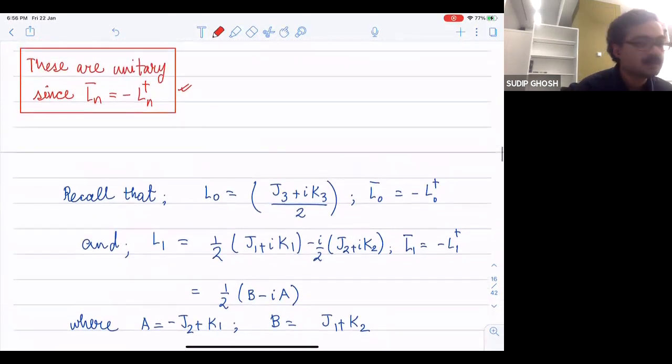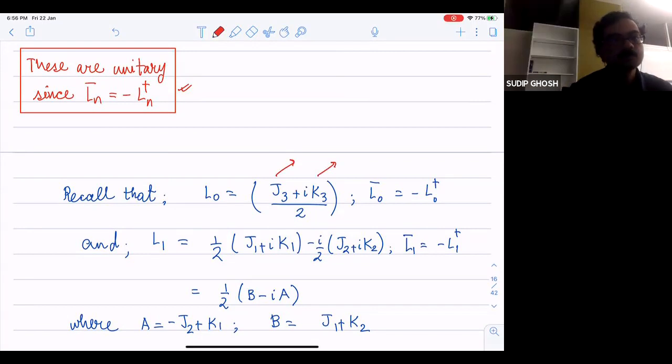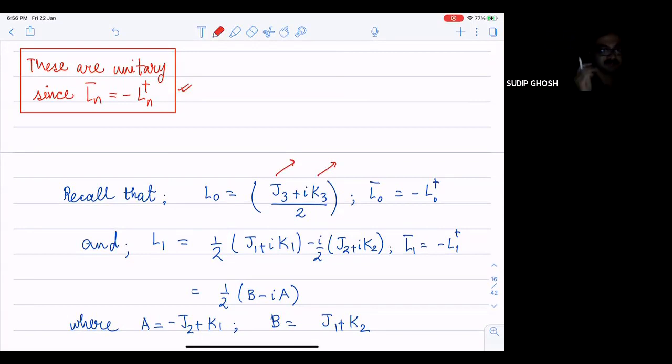For that, recall that this generator L0 can be written in terms of the Lorentz generators as follows. This is something we discussed last time. So for example, J3 is the rotation generator about the third axis, and K3 is the boost generator along the third axis.